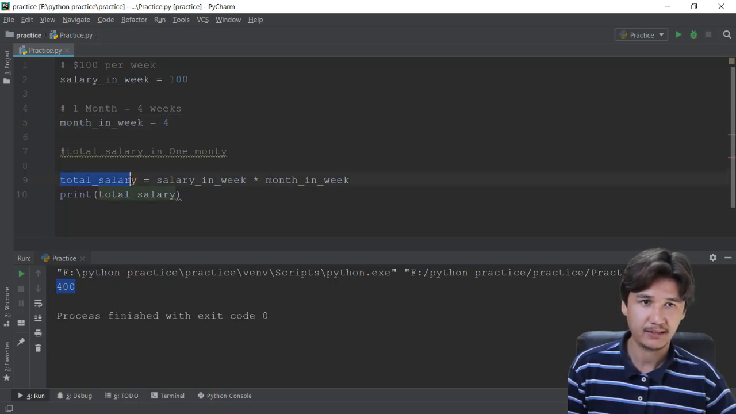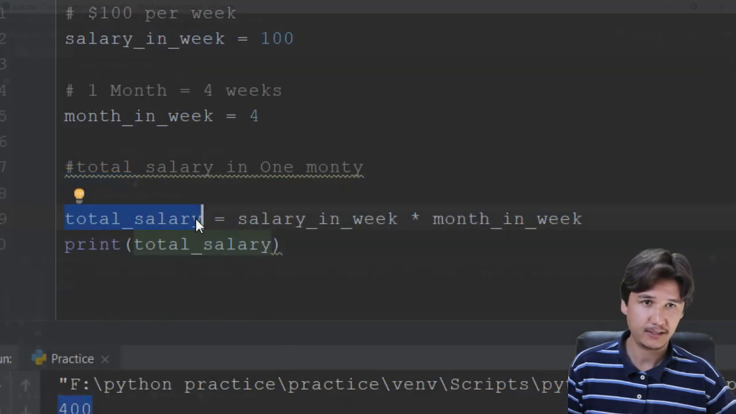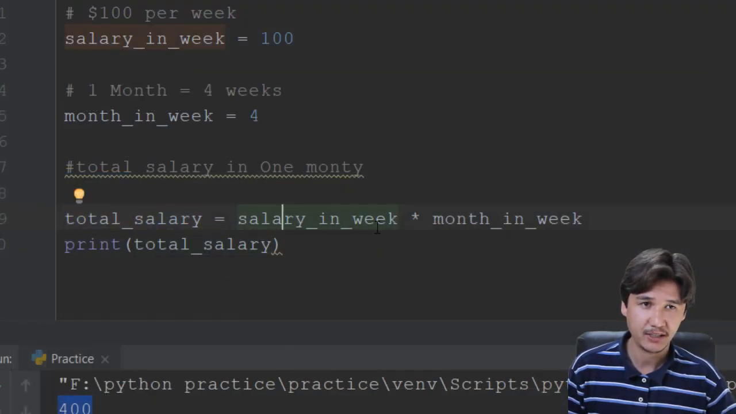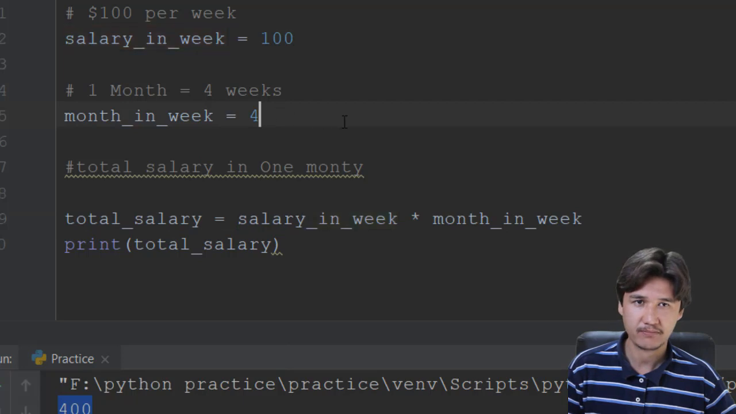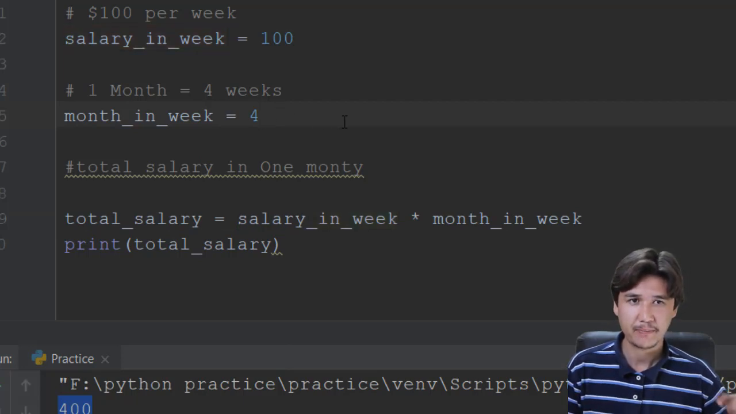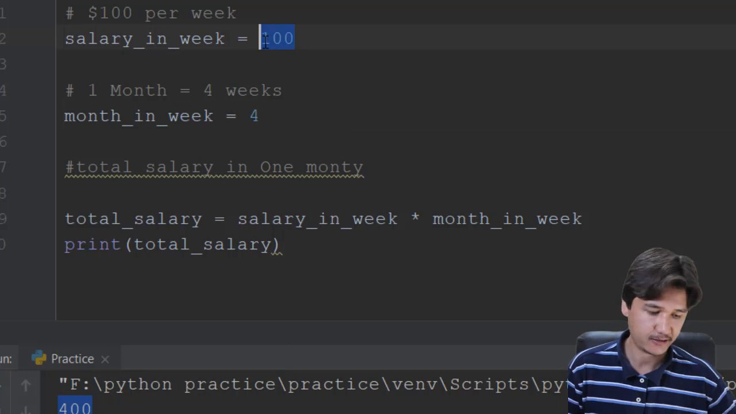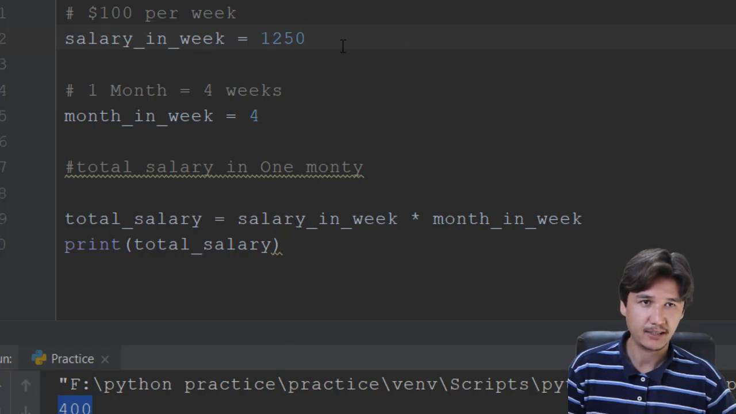Therefore we are going to write here total salary, and total salary will be equal to salary in week, whatsoever how much I'm getting salary in a week, multiply by month. In 1 month we have 4 weeks, it means I'm doing it for 4 weeks. Now if I'm going to make some more variation, if I have 120, my salary is $1,250, then we are going to run to see how much salary I will get. That is $5,000.